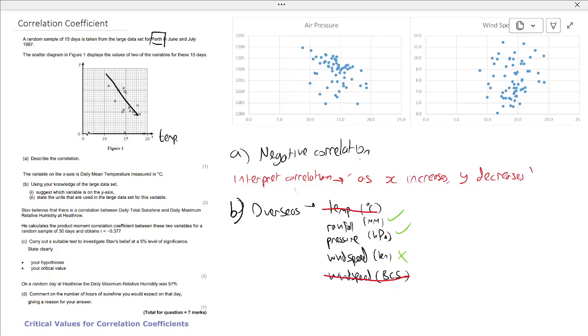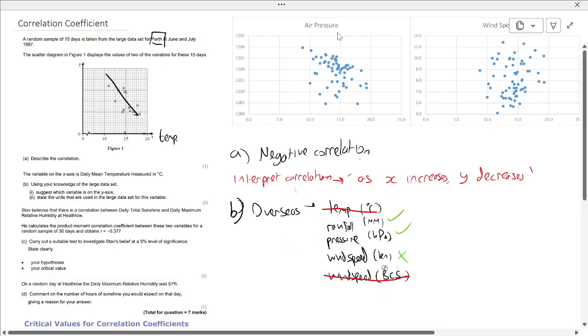And you are just supposed to know which of these variables have a negative correlation with temperature in Perth in June and July in 1987. I don't know any of the patterns in large data set. I wouldn't suggest that you spend a lot of time trying to learn all of those unless you've absolutely mastered every single other topic. I would just maybe do process elimination and guess. I did go and have a look at the large data set, and this is why I don't like the question.